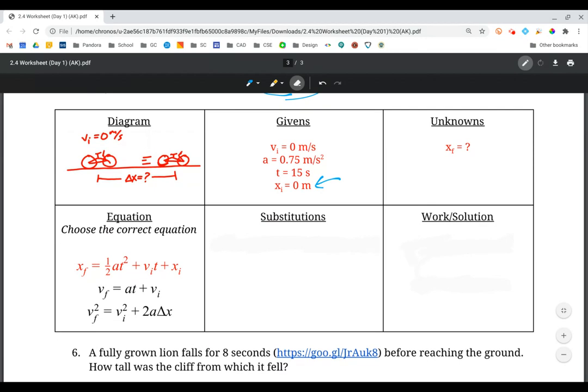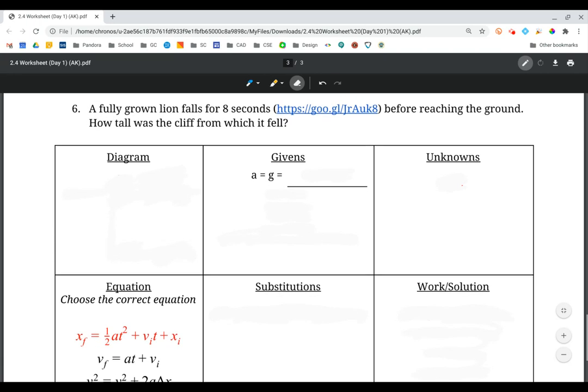We'll pick the top equation because it has all the givens and unknowns that we're using. This is what it looks like if we substitute those values in. And you'll notice that this term and this term actually cancel out because of the initial velocity of 0 and the initial position of 0. And so what we end up with when we're trying to find a solution is a little bit more simple, and we get a final position of 84.375 meters.